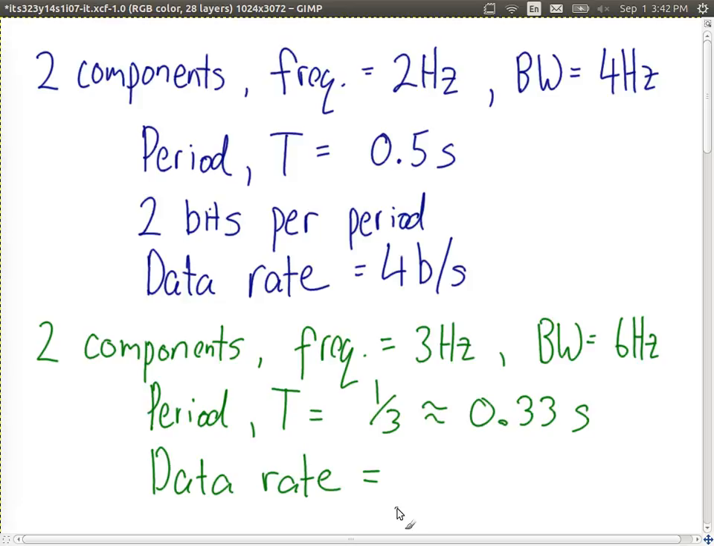In one period, we can send two bits. So in 1 second, we have three periods, so we can send 6 bits per second. We have a higher data rate in this case.